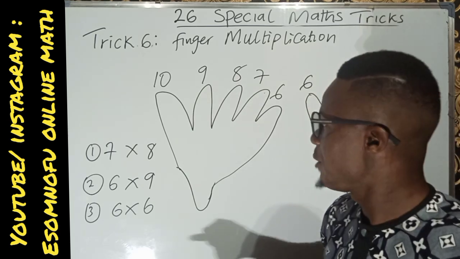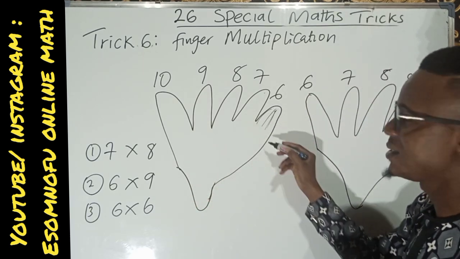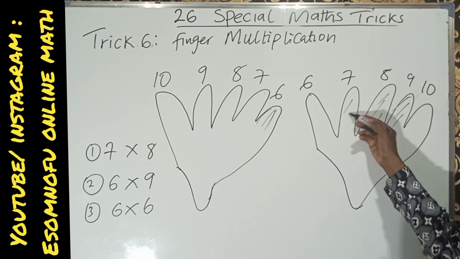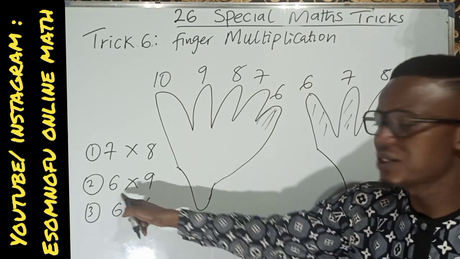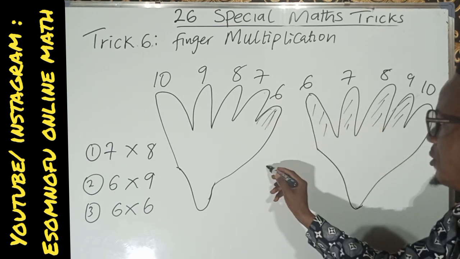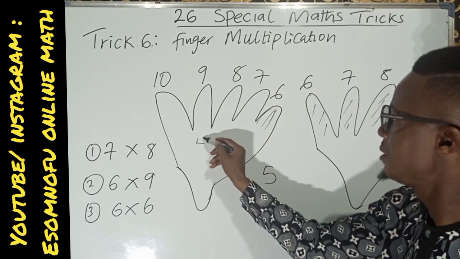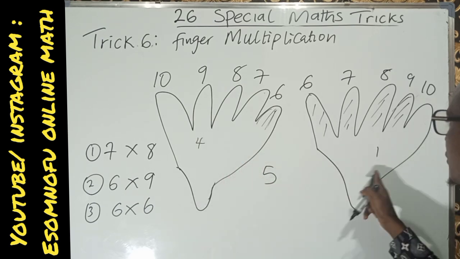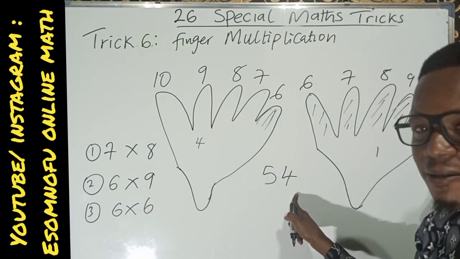Okay, for the second one, where we have 6 times 9, just change 6 down, which is only 6, times 9. I have to change 9 down. Now, how many fingers are shaded? Remember, we are talking about 6 times 9. How many are shaded? 1, 2, 3, 4, 5. You write 5. How many are unshaded here? 1, 2, 3, 4. You write 4. How many are unshaded here? 1. You write 1. Then 4 times 1 will still give us 4. Therefore, 6 times 9 is 54.